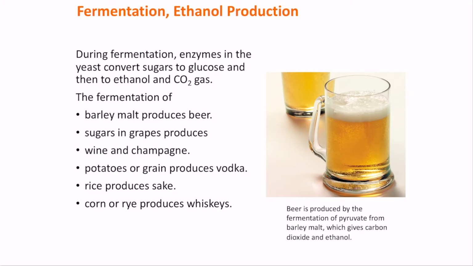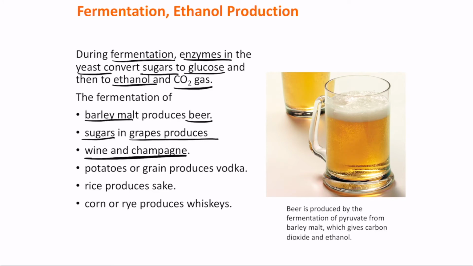So during fermentation, the enzymes in the yeast are basically converting sugars to glucose, and then that glucose into ethanol and carbon dioxide gas. When you use barley malt, fermentation produces beer. When you use sugars, it produces wine and champagne. When you use potatoes or grain, it produces vodka. When you use rice, it produces sake. When you use corn or rye, it produces whiskeys. So this is the type of material that you need to produce a particular ethanol product.